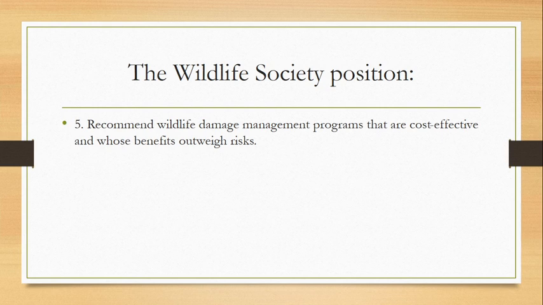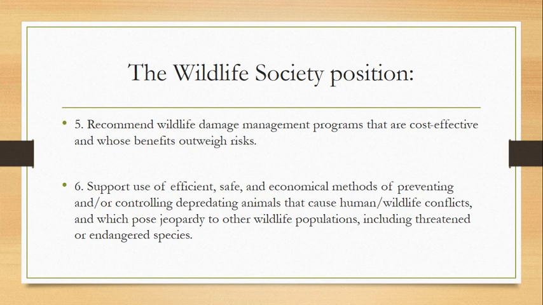Number five, the Wildlife Society recommends wildlife damage management programs that are cost effective and whose benefits outweigh risk. I'm not sure how that's different than what we've heard already. And number six, they support the use of efficient, safe, and economical methods of preventing or controlling depredating animals that cause human-wildlife conflicts and which pose jeopardy to other wildlife populations, including threatened or endangered species.